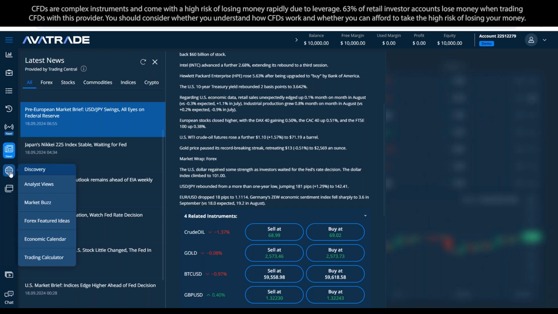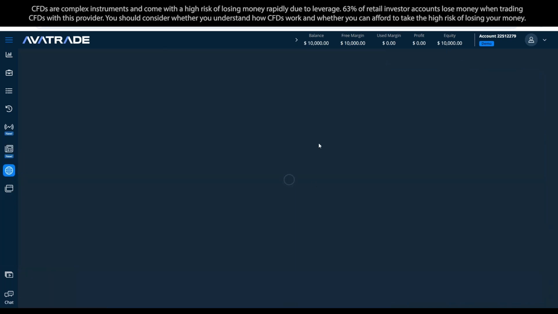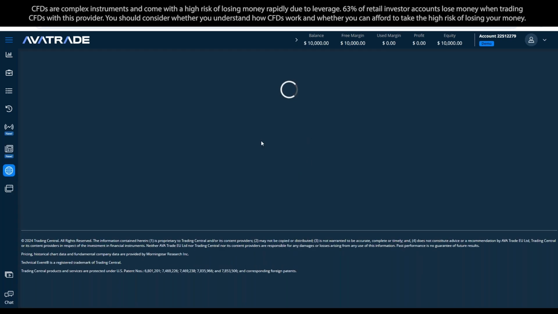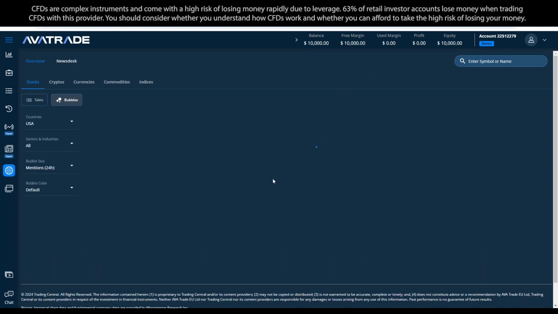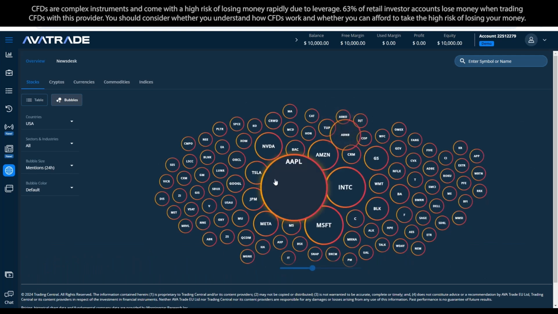If I go further down, we have here discovery. As you can see, this globe icon here. We have here analysis views, which are certain scenarios that upon them we can construct some entry and analysis perhaps. The market buzz can give us a nice idea of what stocks can be interesting, popular.